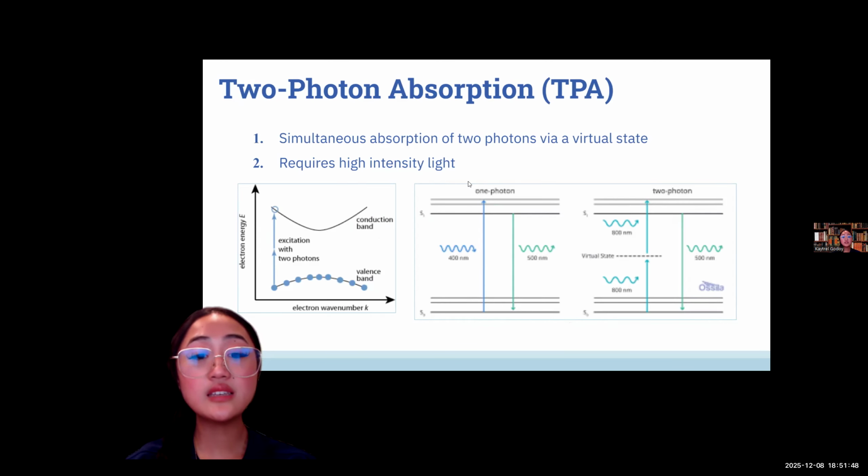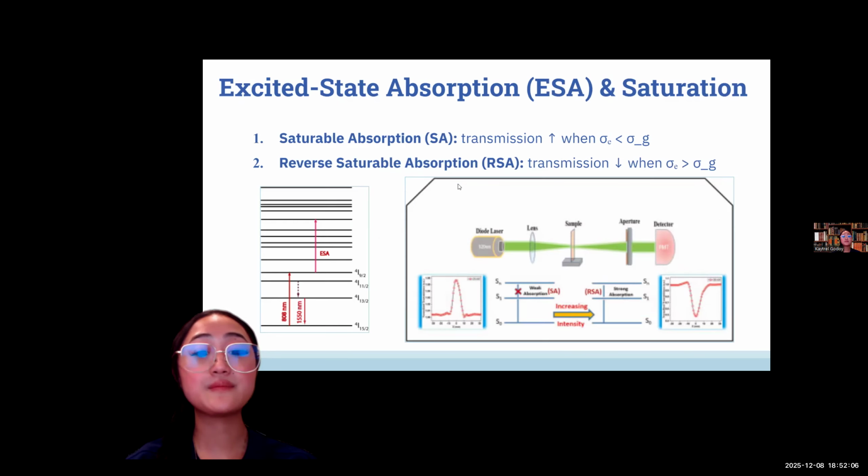Other chi-3 processes involve complex light-matter energy transfers, like two-photon absorption, or TPA, which is a simultaneous absorption of two photons, hence the name, which moves an electron from the ground state to a higher state via a virtual state. Excited state absorption, or ESA, occurs if the input intensity is strong enough to deplete the ground state, and this then produces different behaviors. These include saturable absorption, SA, or reverse saturable absorption, or RSA.